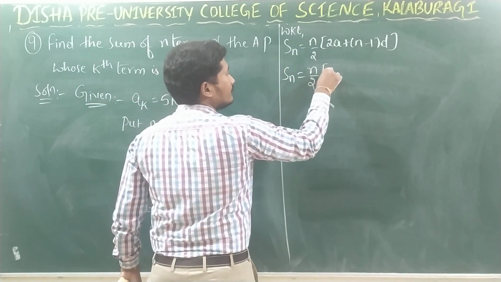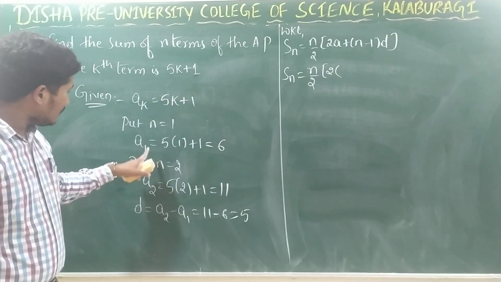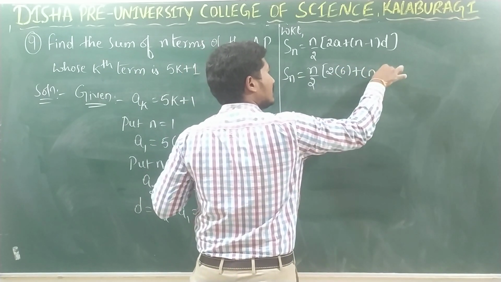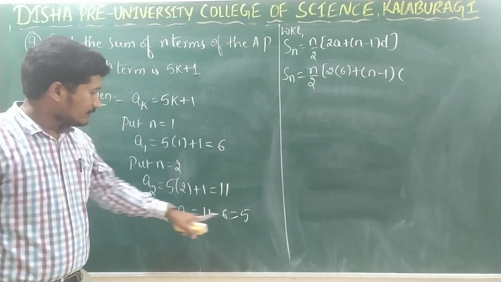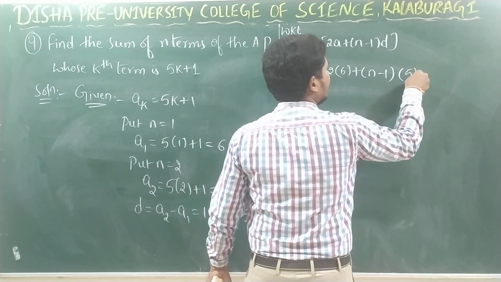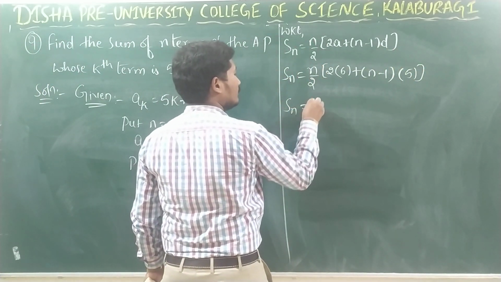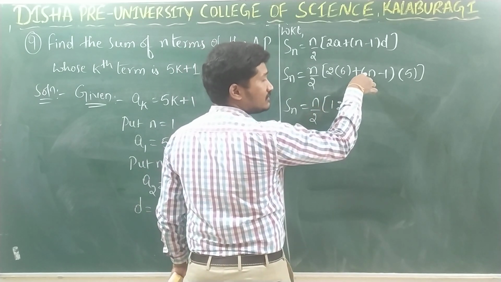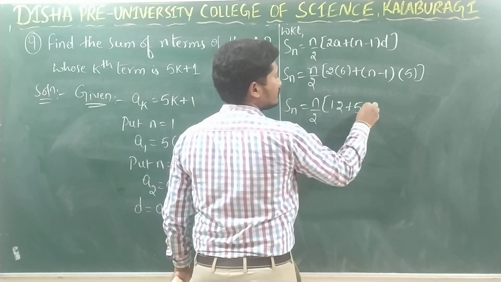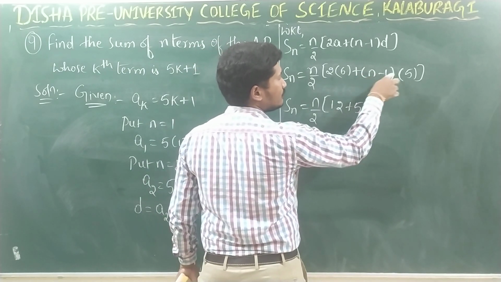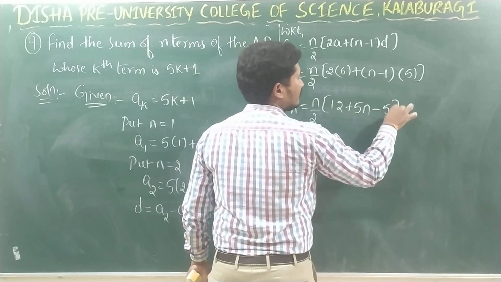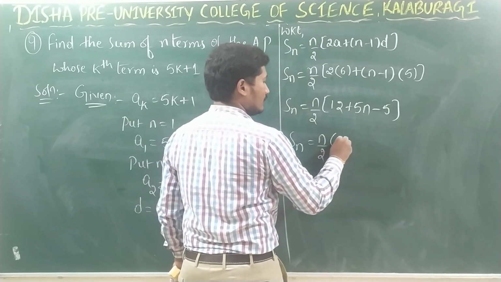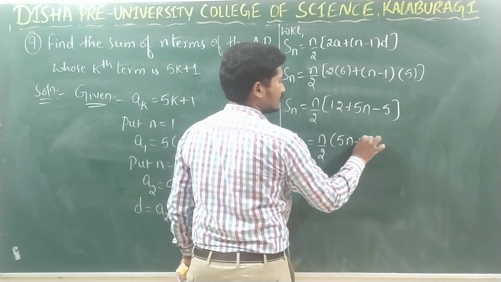n by 2 into 2 into, what is the value of a? That is the first term, 6, plus n minus 1, where n is n itself. What is the value of d? 5. So Sn is equal to n by 2 into 2 into 6 is 12, plus n into 5 is 5n, minus 1 into 5 is 5. So Sn is equal to n by 2 into 5n, 12 minus 5 is 7, that is n by 2 into (5n plus 7).